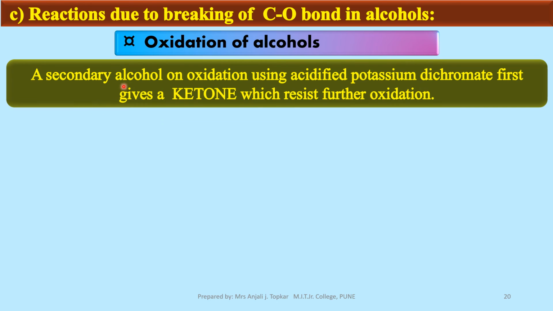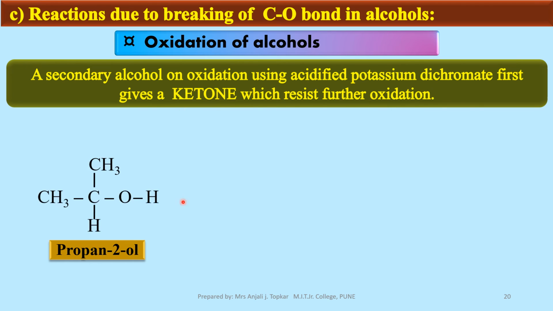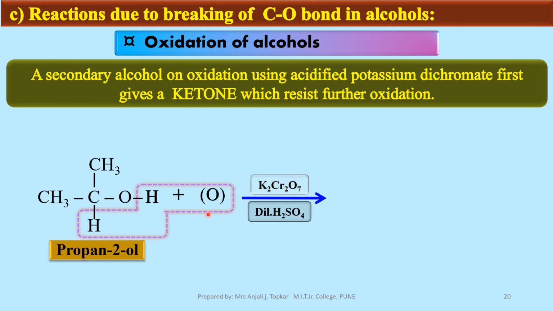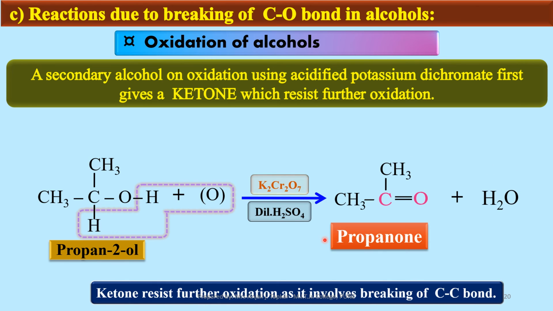Let's see here secondary alcohol. Secondary alcohol on oxidation using acidified potassium dichromate first gives a ketone which resists further oxidation. This is propan-2-ol, the secondary alcohol. When it undergoes oxidation using acidified potassium dichromate, as it can be seen here, water is removed and formation of acetone, that is propanone, is taking place.